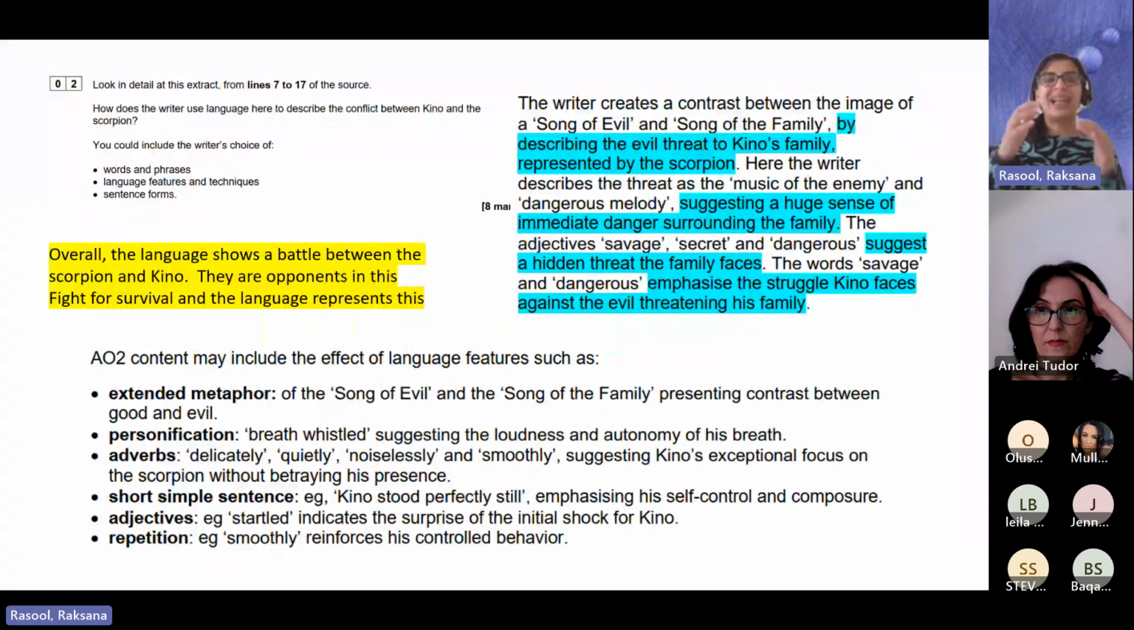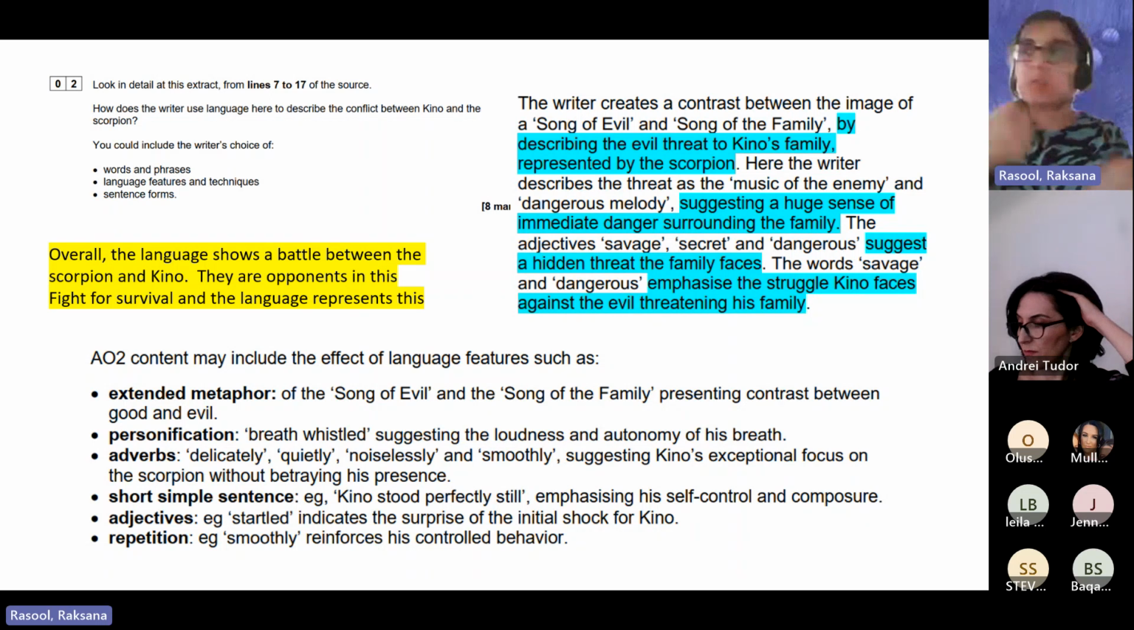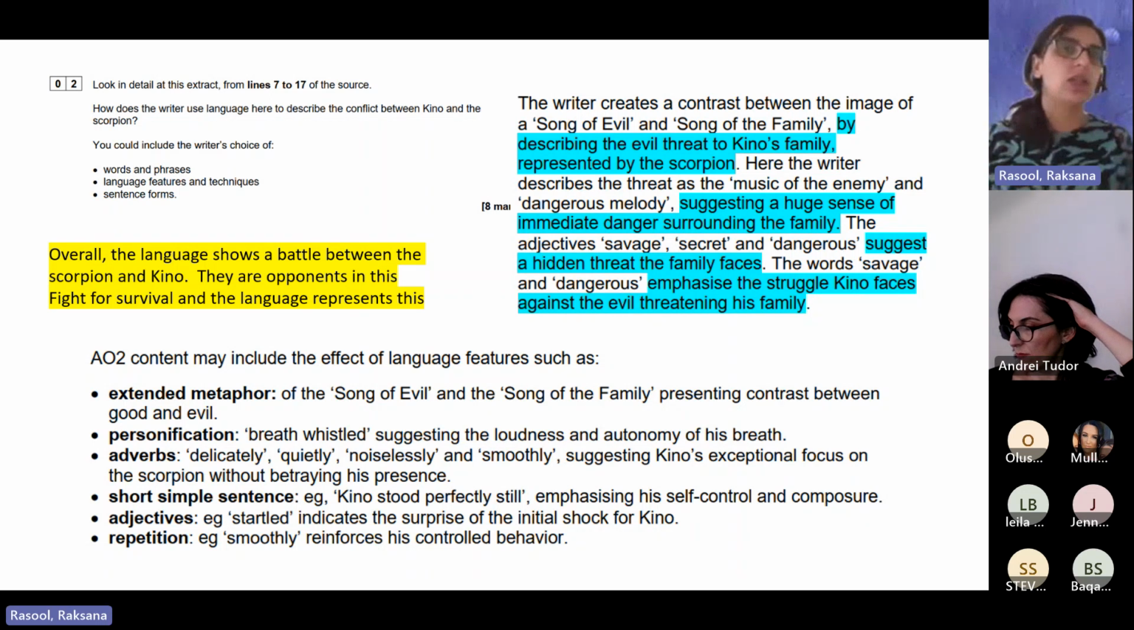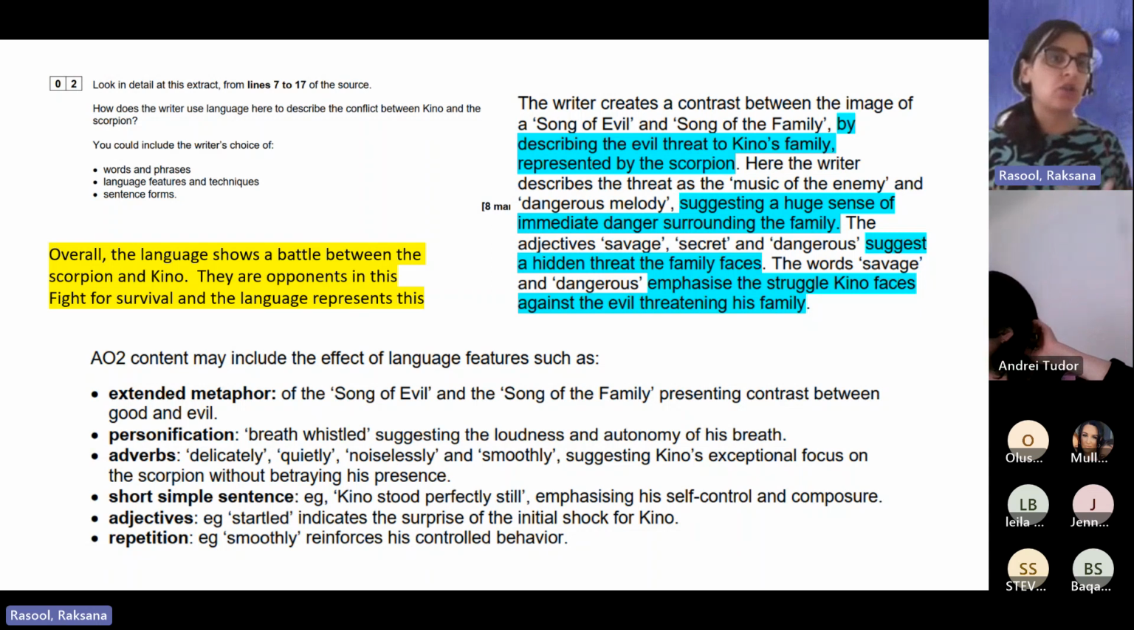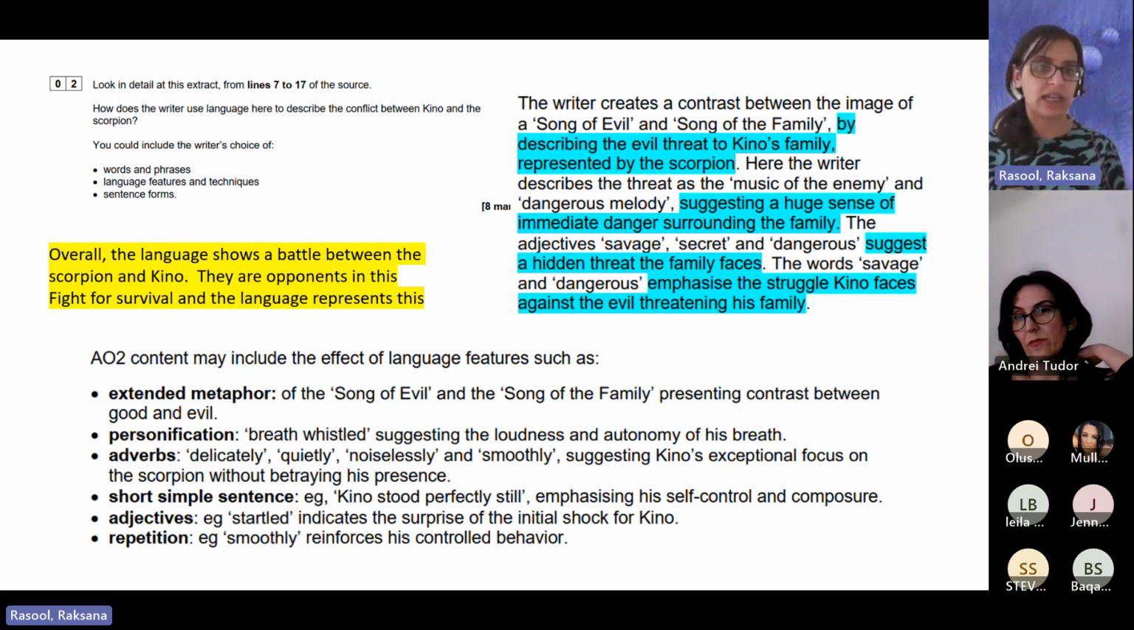Just remember, when you come to the language question, before you start giving individual words and phrases, give an overall summary. What does the language show? The language shows this war between Kino and the scorpion, or the language shows that the weather is the enemy. It's battering the boat in the water. And which words and phrases show that the weather is the enemy? Which words and phrases show that Kino is in this battle, a silent battle against the scorpion for survival? So give an overall summary and then the words that show this and the language techniques that show this.